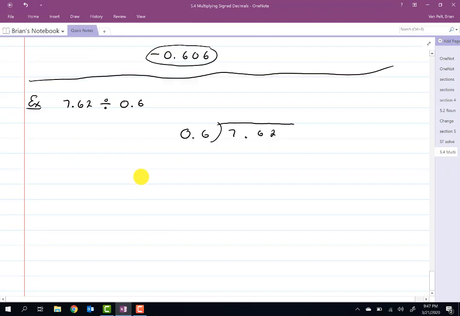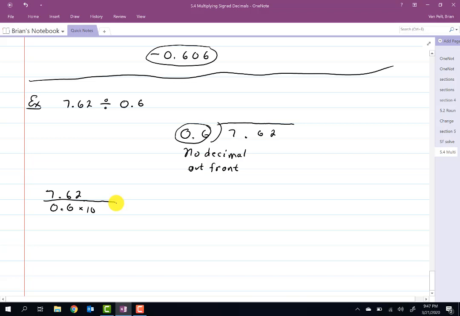So we don't want this decimal out here. No decimal out front. I do not want a decimal as a divisor. So let me show you how we fix it. What we're going to do is take the decimal out of the 0.6. So I would like to move this decimal one place to the right to make it just a plain old 6. Well, the way you do that is you multiply it by 10.